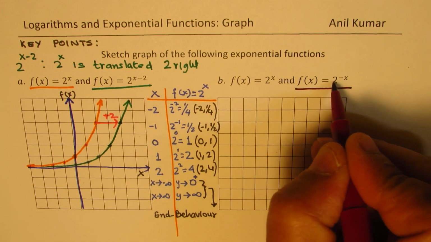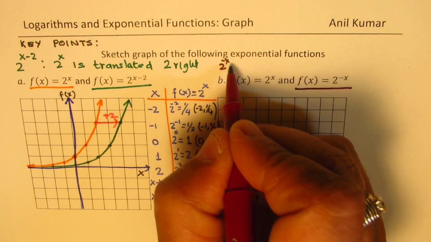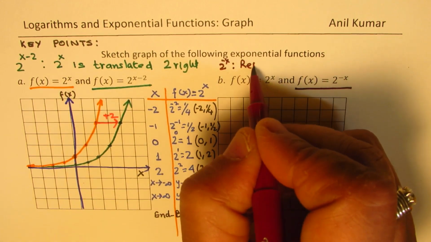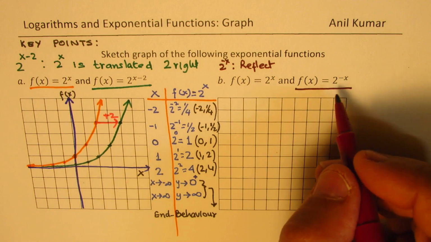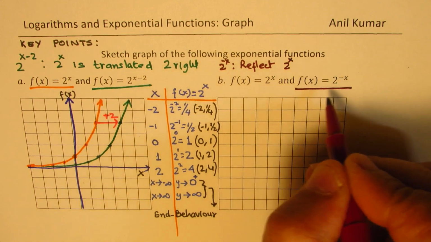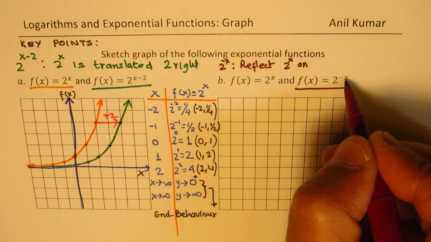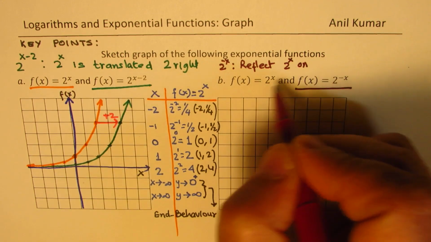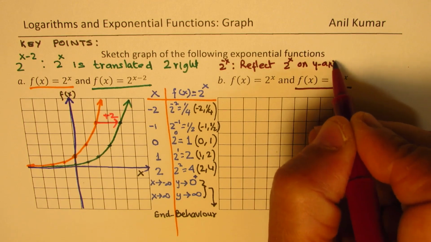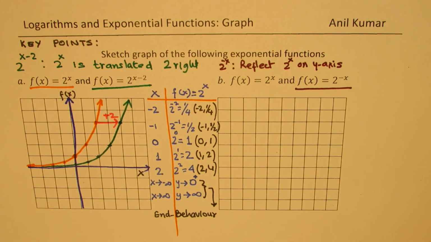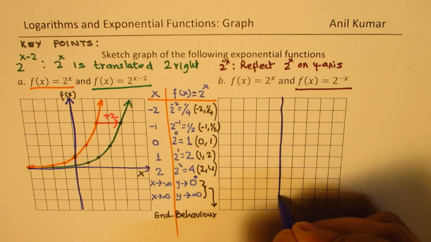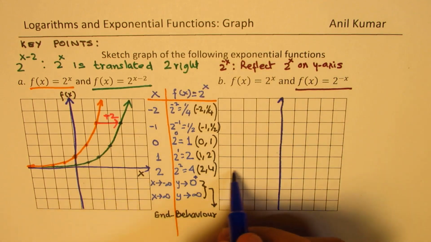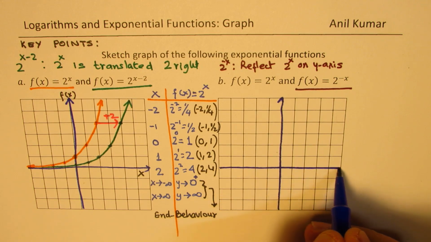This 2 to the power of minus x means reflect. Which side? You need to reflect the graph of 2 to the power of x horizontally on the y-axis, right? So on the y-axis. That is how it is going to be. So let's do it. This time I'm going to draw it more symmetrical. So we have the y-axis right in the center. Since we are going to reflect it on this, let's keep the horizontal slightly below as we did earlier.